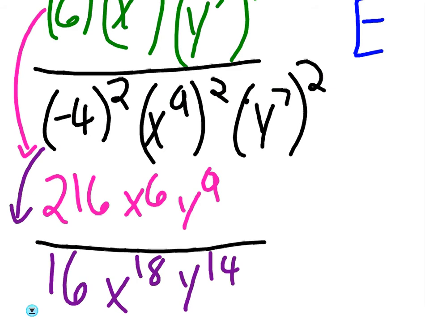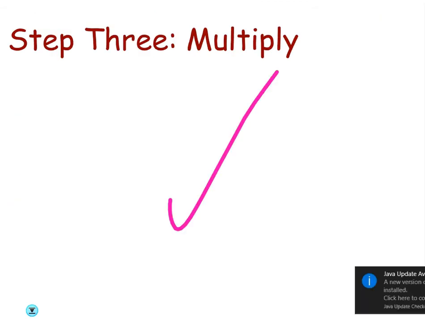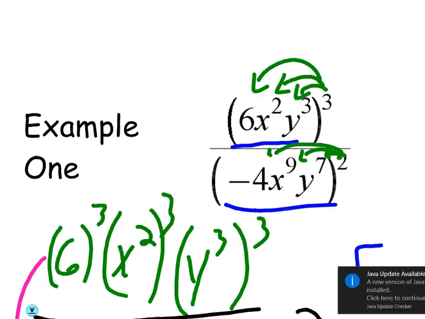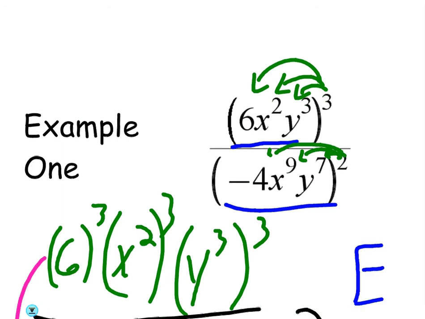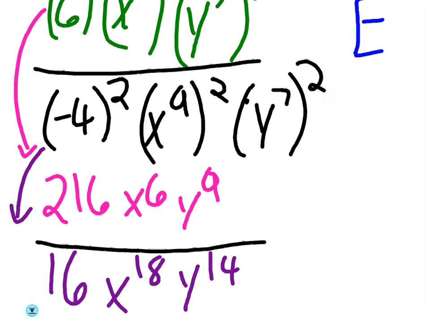Next in PEMDAS is multiply. I don't see anything in here that we can actually multiply, right? I mean, you can't combine x and y terms, and certainly there's no numbers to multiply, so we can go ahead and check. Okay, so next in PEMDAS is divide. Now we can do that, okay?